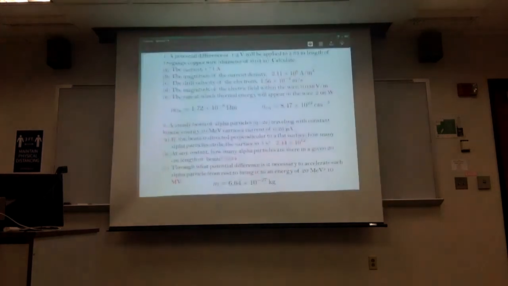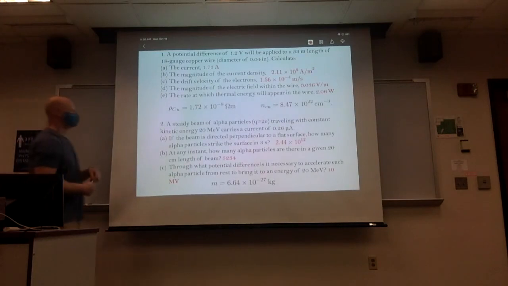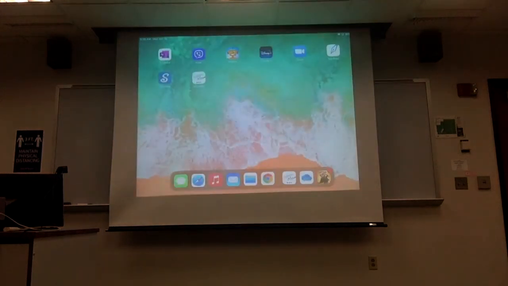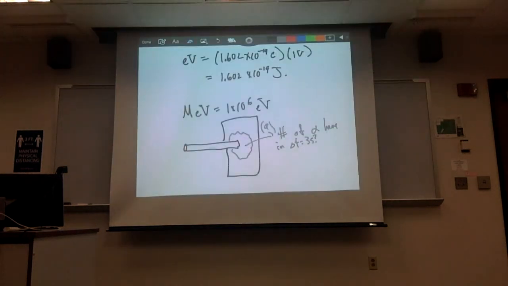Part B then says, at any instant, how many alpha particles are there in a given 20 centimeter length of the beam? So what does that mean? That means that if I cut out a chunk of the beam, so let's say here's my chunk of the beam I'm going to cut out, where this has a length equal to 20 centimeters. Again, how many alpha particles are inside of here, in that 20 centimeter length?